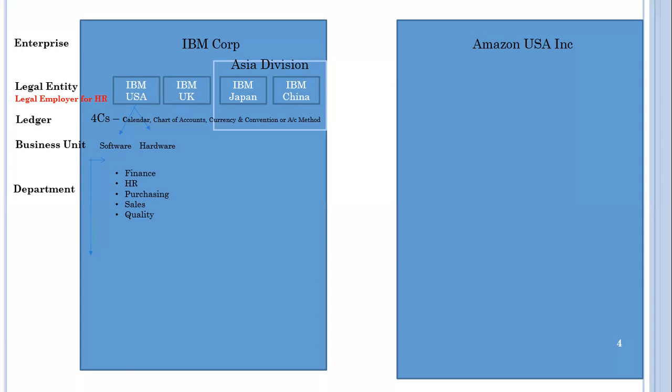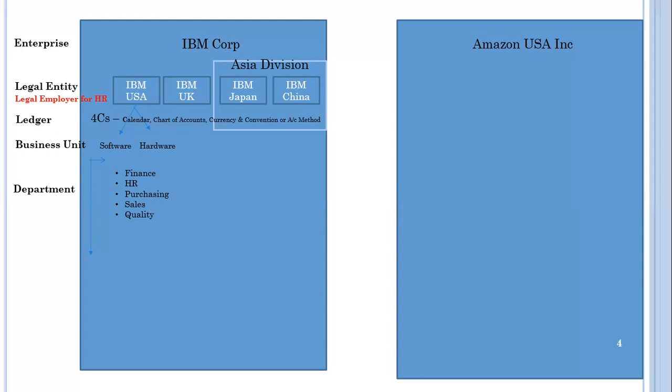Okay, once again: calendar, chart of accounts, currency, and convention, or the accounting method. So what is the calendar? Calendar is the financial year. In most US companies, it is January to December. Some companies have it from July to June, some from October to September. So depending on the organization, the calendar may be different, whereas if you see the Indian entities, it is mostly April to March.